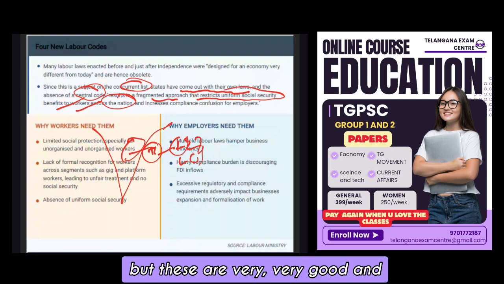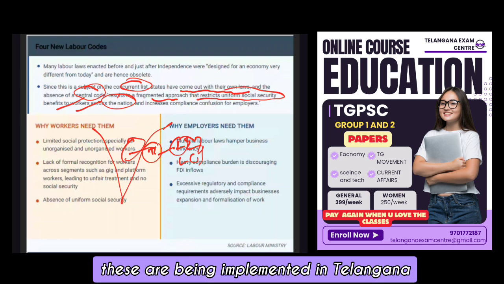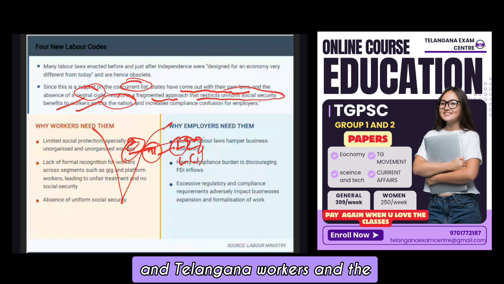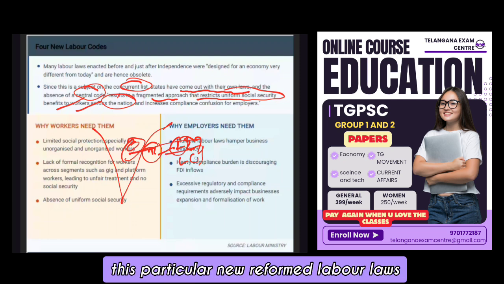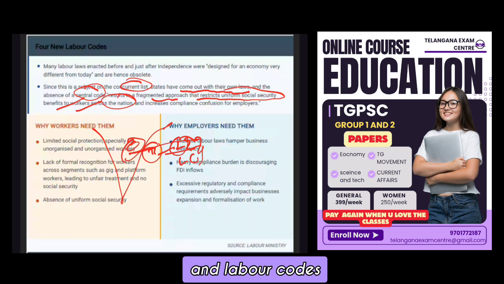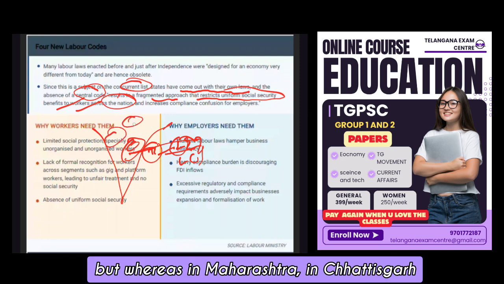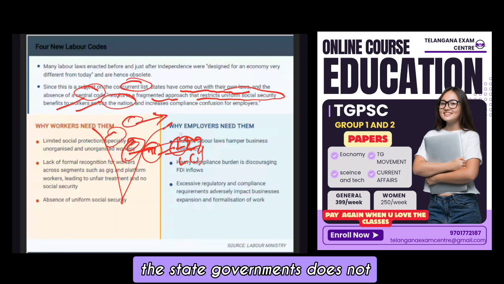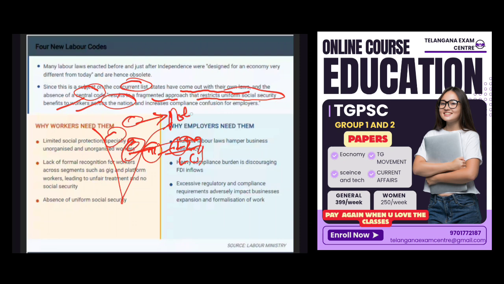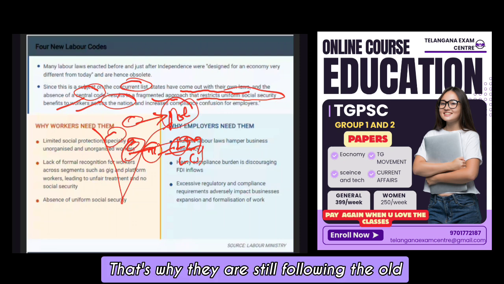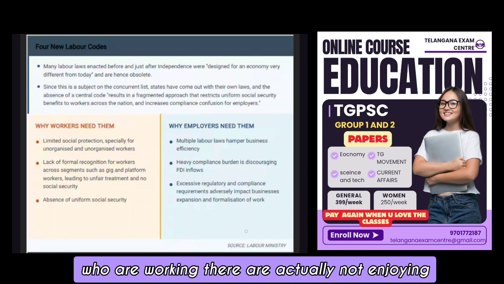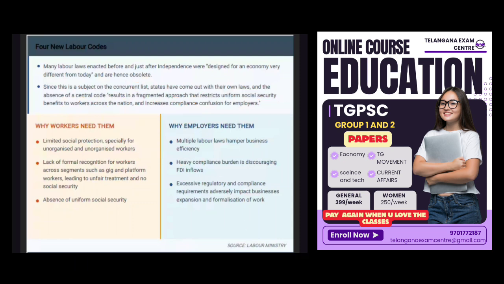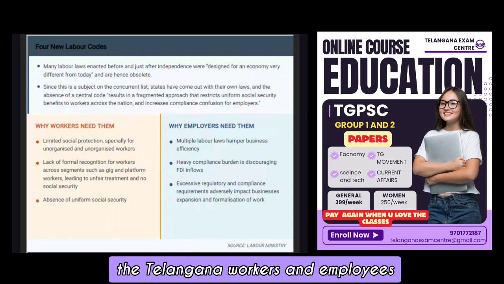but these are very good, and these are being implemented in Telangana, and Telangana workers and employees are enjoying these newly reformed labor laws and labor codes. But whereas in Maharashtra, in Chhattisgarh, the state governments did not show that much political will. That's why they are still following the old-age labor codes and rules. That's why the people who are working there are not enjoying the new reforms being enjoyed by the Telangana workers and employees.